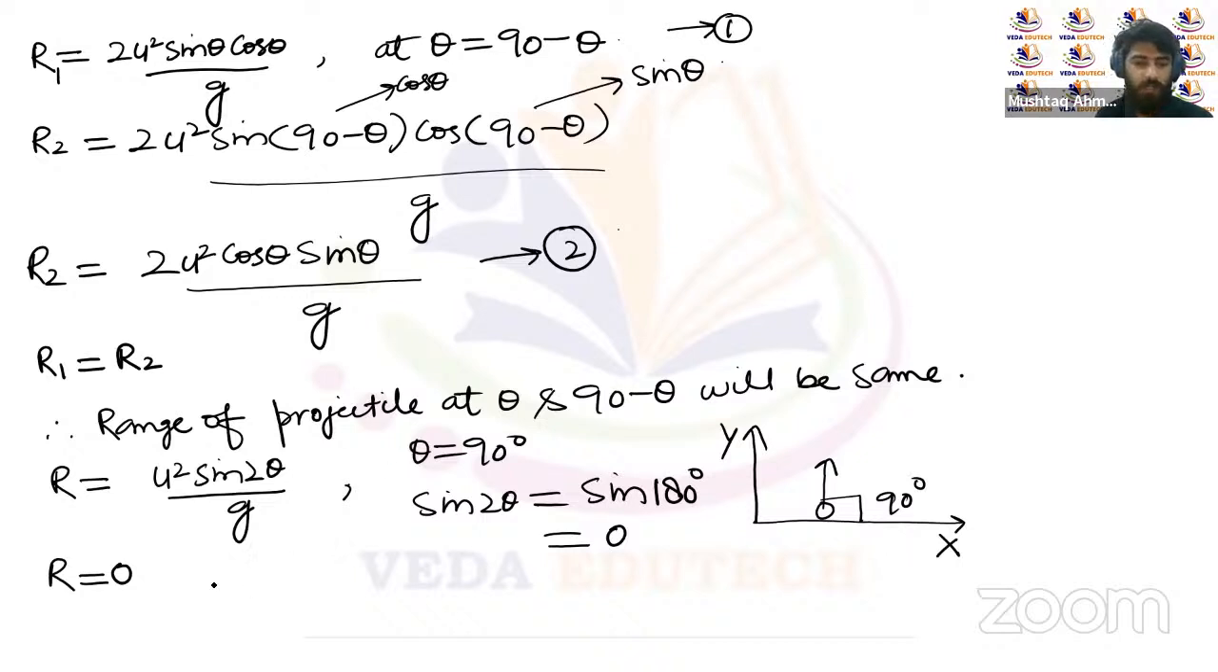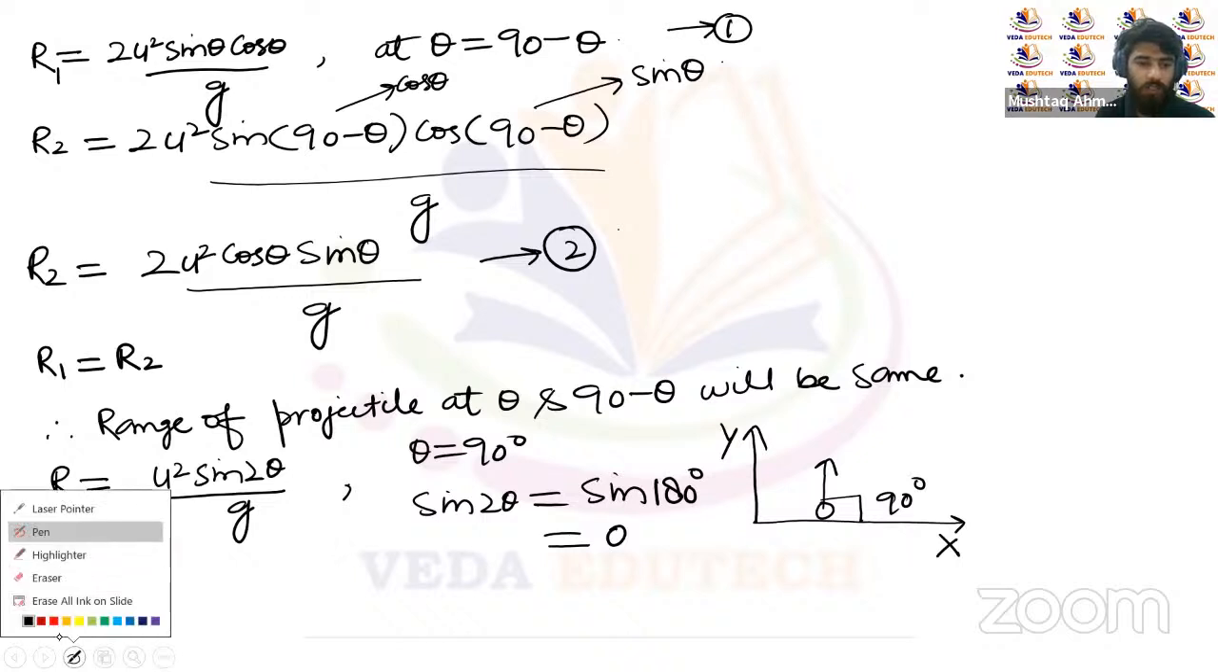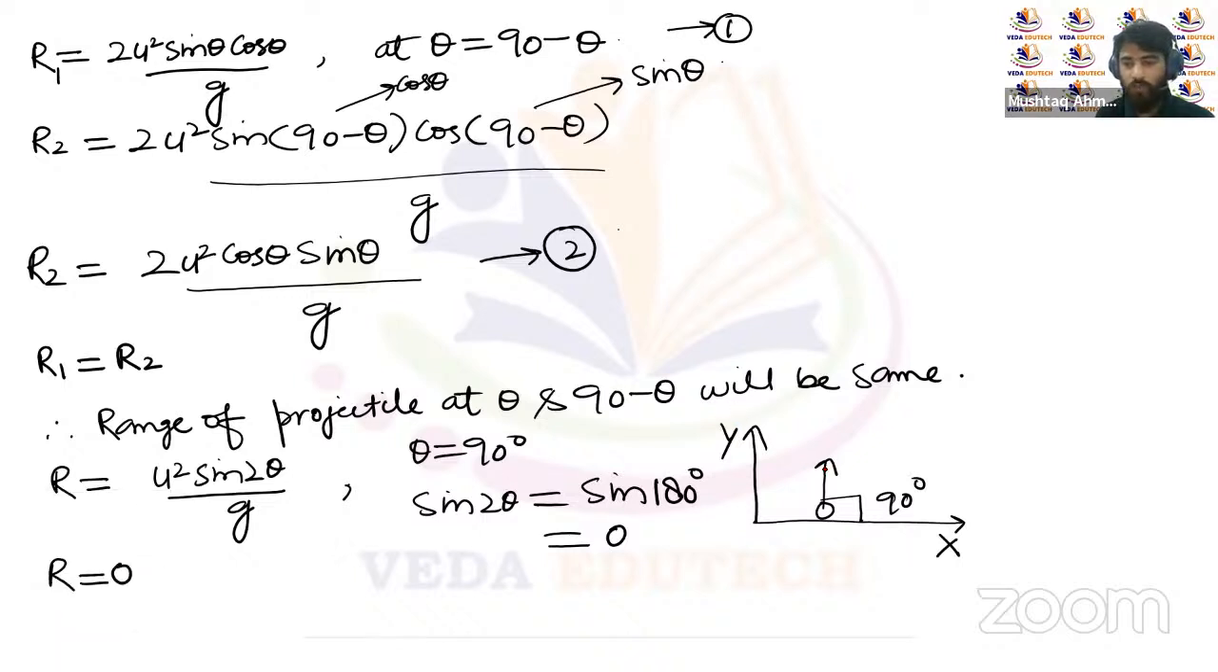So what happens is that this projectile will just move vertically upwards, come back and strike back on the horizontal level, right? So that the horizontal displacement, or the change in x, will be equal to 0. Or we can say the range of the projectile is equal to 0, right?